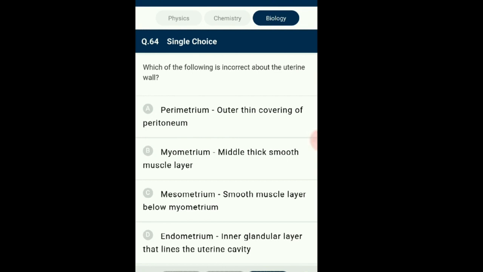It is the endometrium that undergoes cyclical changes during the menstrual cycle. So the answer for this question is option C. Myometrium, the smooth muscle layer, is below the endometrium. So that is the incorrect statement about the uterine wall.